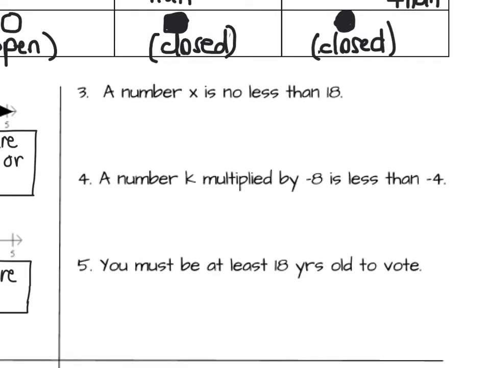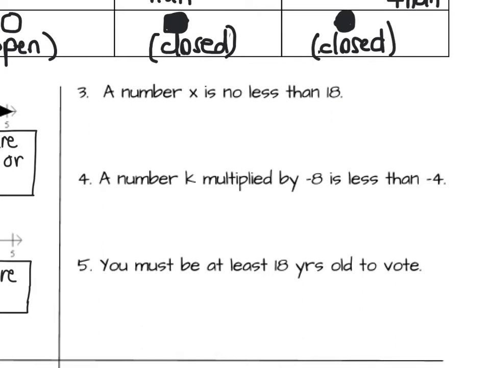So for problems 3, 4, and 5, we're going to talk about translating these sentences into inequalities. And I want you to use different colors to circle and underline the different parts of the sentence. So let's look at number 3. On number 3, the sentence says a number x is no less than 18.